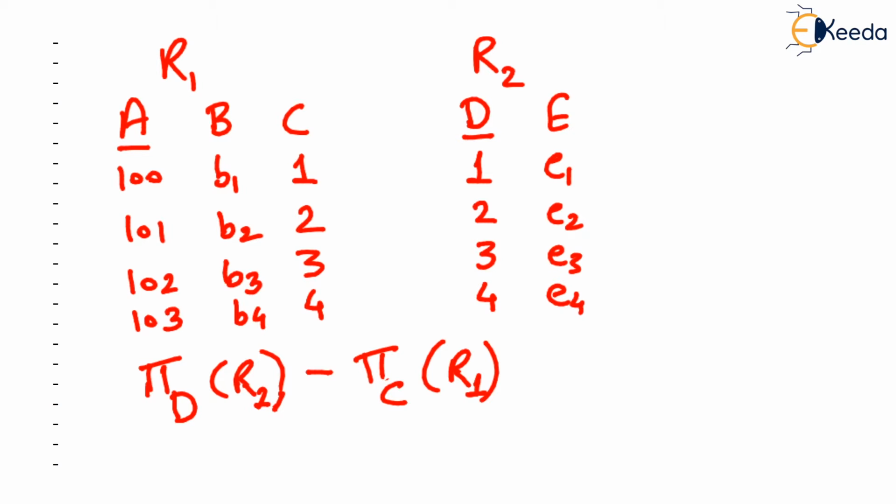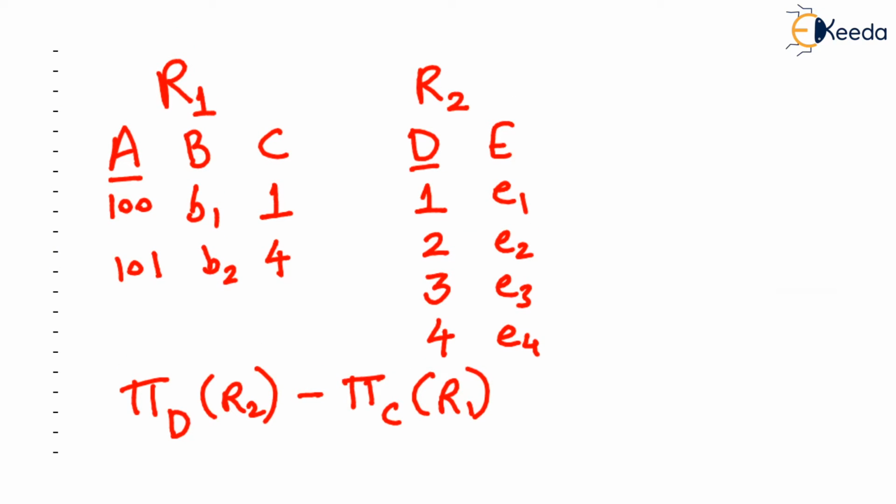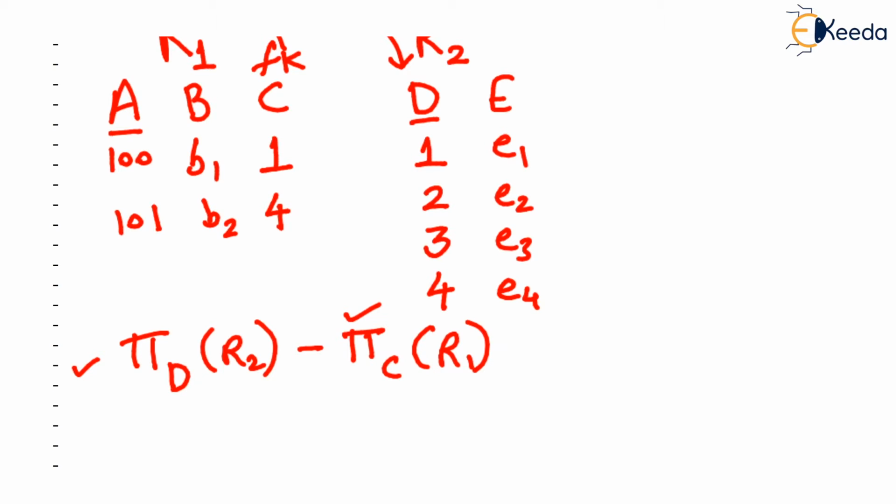Let's watch out again. I got an example to start with. This is the same example we have seen just now, few minutes back. You remember C is the foreign key, which references D. And we are running this project minus this project. First of all, what should be projection of D from R2? Now, the values of D are 1, 2, 3, 4, minus. What are the values of C in R1? 1 and 4.